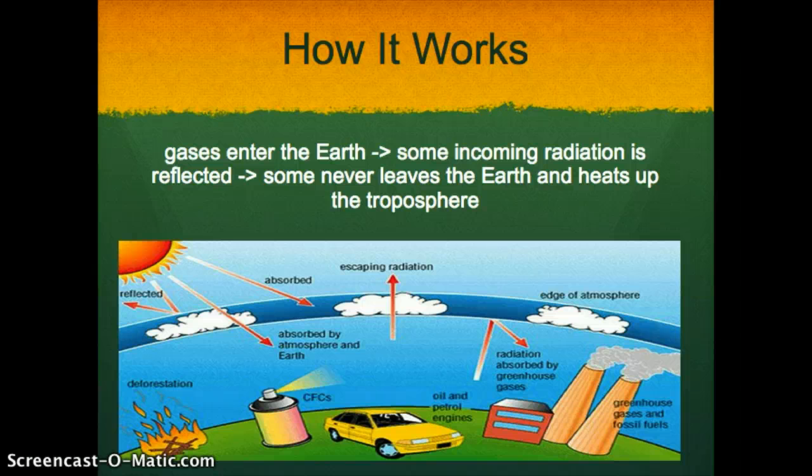So this is a little more in detail about how it works. So the gases enter through the ozone into the earth, and some of the radiation is reflected off of whatever, the ocean, the ground, whatever is there. And some of it leaves the earth, but some of it doesn't, and just stays and heats up the troposphere. Yep.